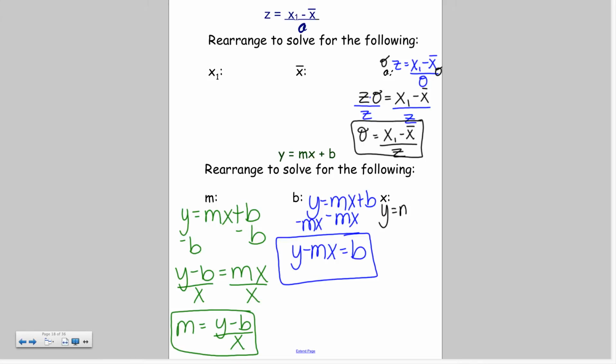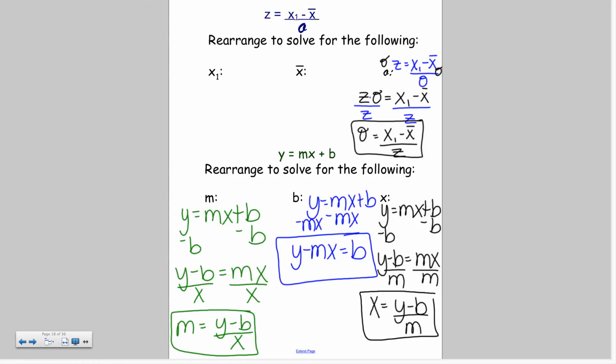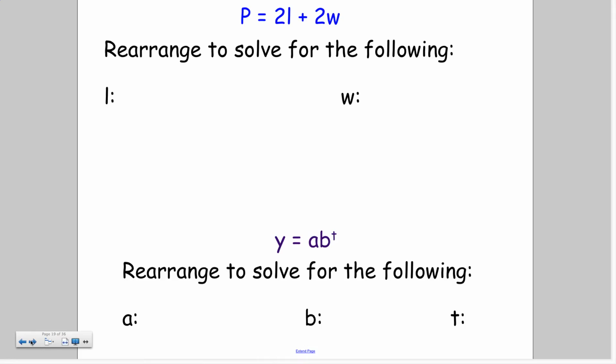Y is equal to mx plus b. Subtract b from both sides. Y minus b is equal to mx. We're looking for x, so we need to divide by m. So x is going to be equal to y minus b divided by m. And that's our answer. All right. Turn to the next page, and let's do these real quick.